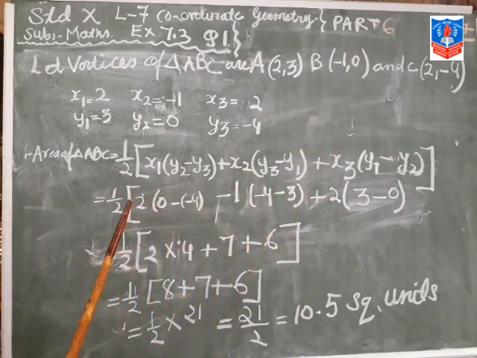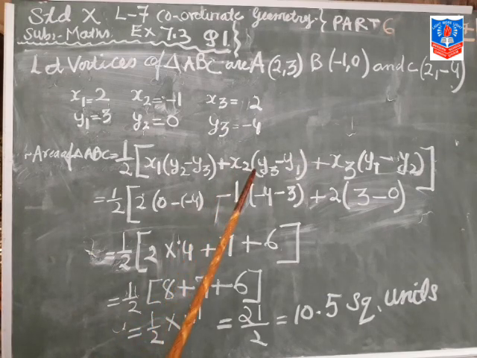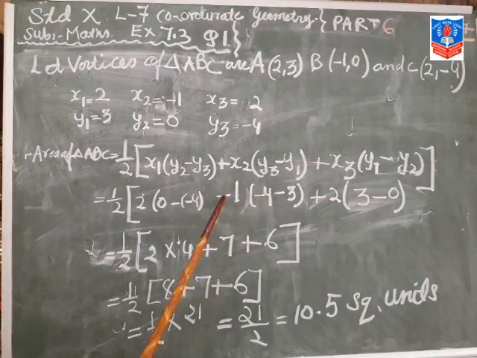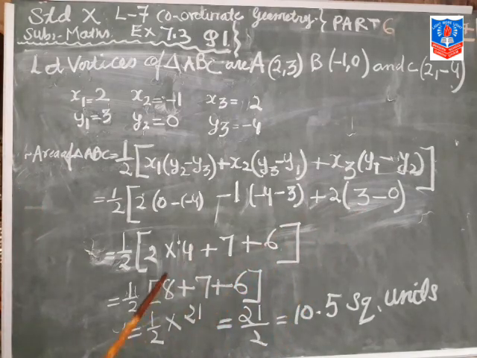Clear? So now half. 2 times 4 is 8. Now plus, minus 4 and minus 3 that is -7. -7 into -1 will become plus 7. And here 3, 2 times 3 is 6. So 8 plus 7 is 15, 15 plus 6 is 21. 21 upon 2 is 10.5. So you will get 10.5.